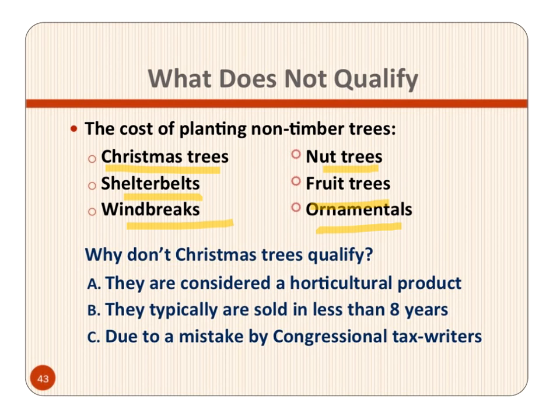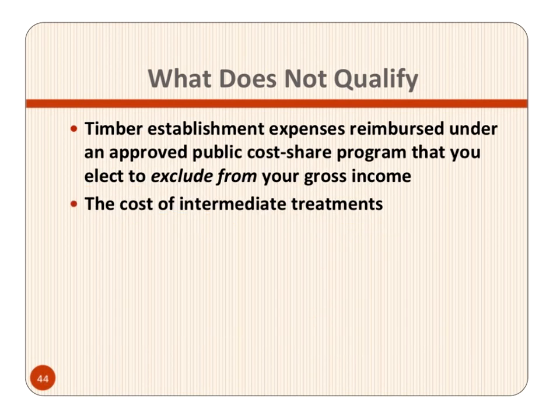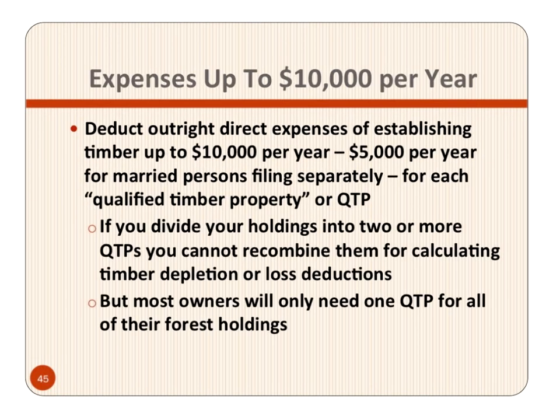Okay, but there are three options now, and option B is forging ahead, and that is the correct answer, because the trees typically are sold in less than 8 years. What does not qualify is timber establishment expenses that are reimbursed under an approved cost share program that you elect to exclude from your income. So you get a benefit from the exclusion, so you can't take that double benefit. And also the cost of intermediate treatments, but of course you can deduct them year by year as you incur them.